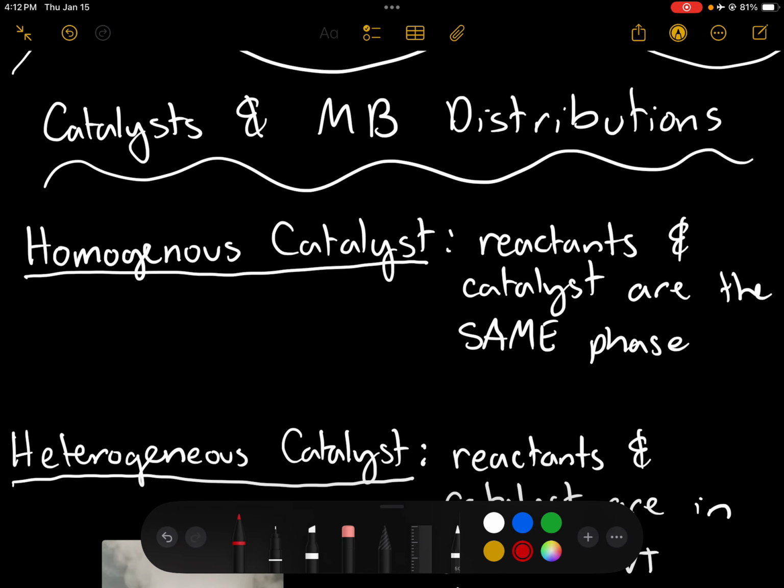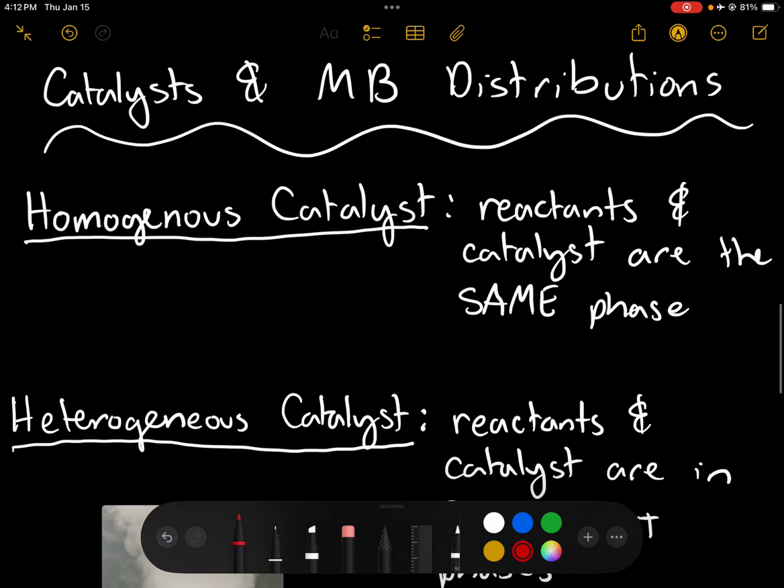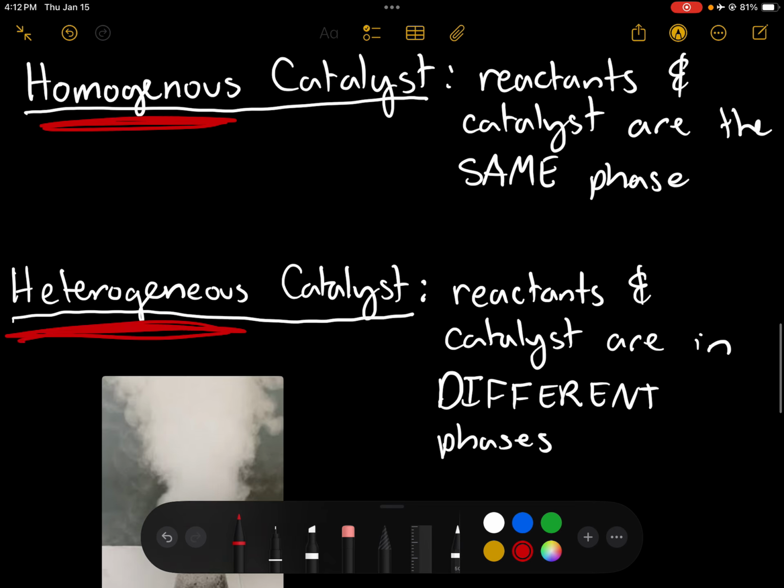So now I want to talk about catalysts and how they affect Maxwell-Boltzmann distributions. First of all, there's two main types of catalysts. A homogeneous catalyst, this one, is specifically a catalyst where the phase the catalyst is in is the same as the reactants. So if I have reactants that are in liquid phase, the catalyst we use is going to be a liquid as well. A heterogeneous catalyst is when you have a reactant and the catalyst you use to catalyze the reaction is a different phase.